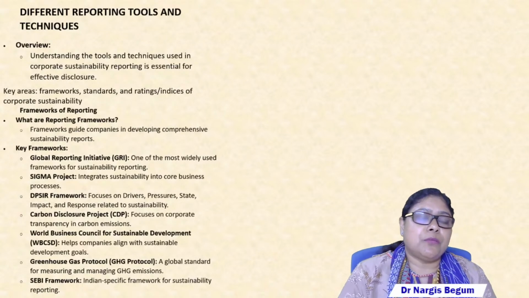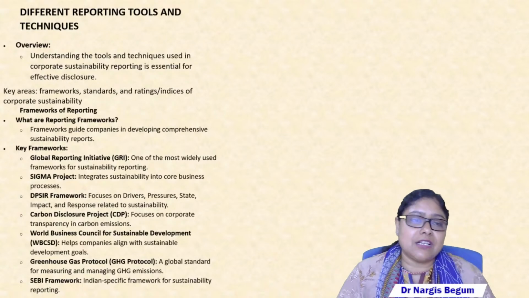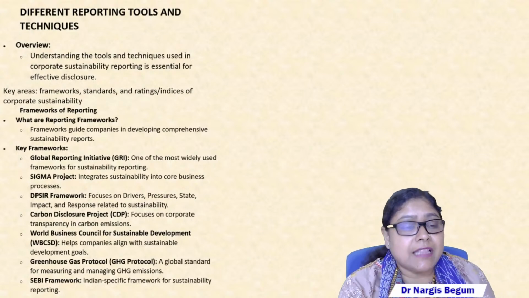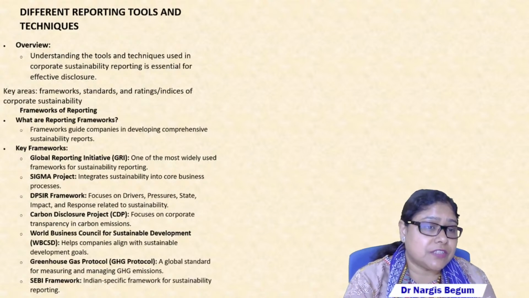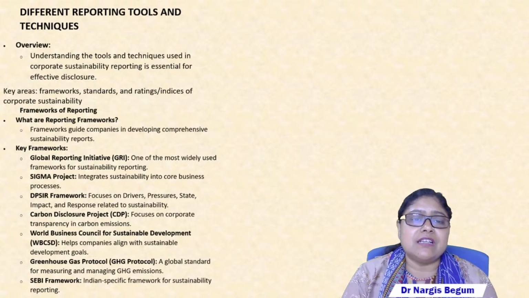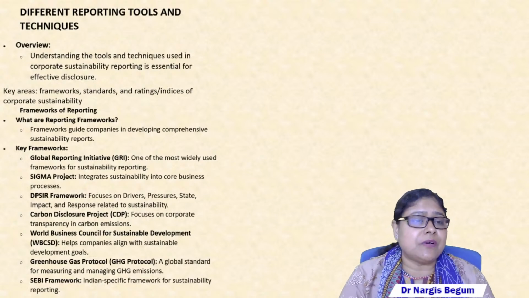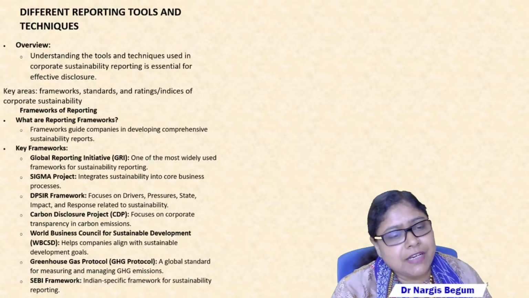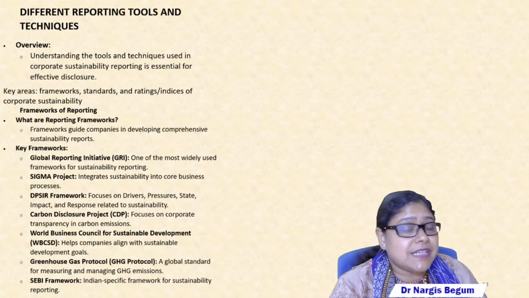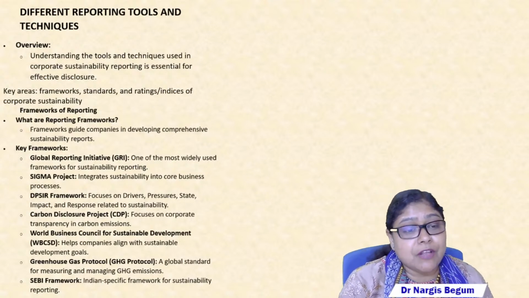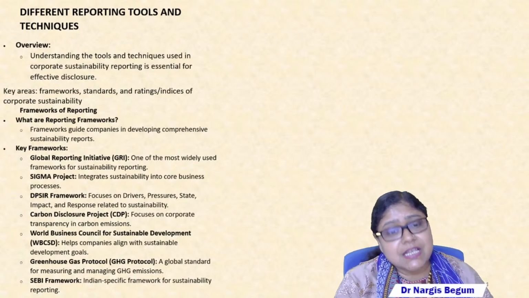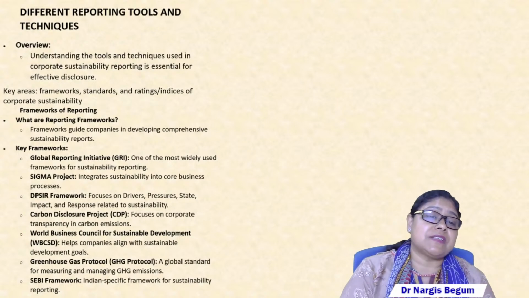There are different important reporting tools and techniques. We need to understand the tools and techniques being used for corporate sustainability reporting, and that is essential for effective disclosure. The different important areas included here are the frameworks, the standards, and the ratings or indices of corporate sustainability, and so on. When we are discussing the framework of reporting, we need to first understand what a reporting framework is. A reporting framework is nothing but the guide that guides companies in developing a comprehensive sustainability report.